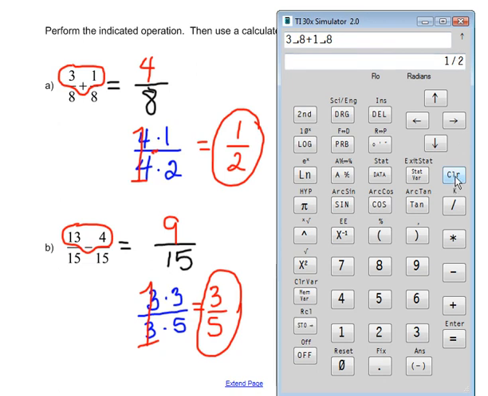Then when we check our other problem, 13/15, so 13 fraction key 15. And remember we were subtracting, so here's our subtraction sign. 4 fraction key 15 for the fraction 4/15. And when we press enter, we end up with 3/5. So notice the calculator does the simplifying step for us, which is a really nice thing with these kinds of problems.